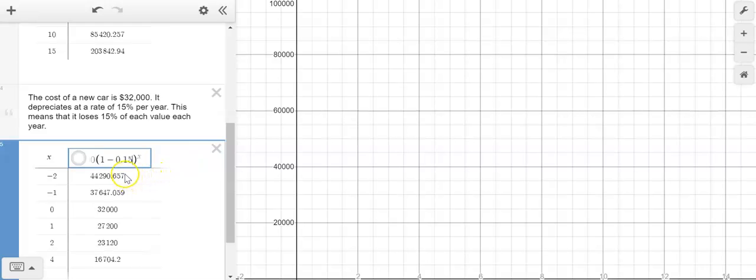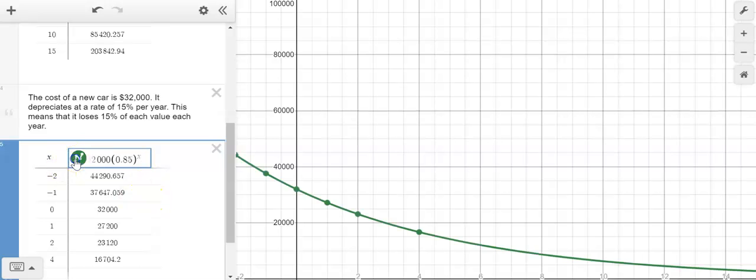It's the same thing. You notice if I put it back, you get the same exact numbers here as if I do here. So you can express it either way. I'm actually going to leave it as 0.85 just because it's shorter. You can do it either way. And then that's to the power of x. So I'm going to graph it.